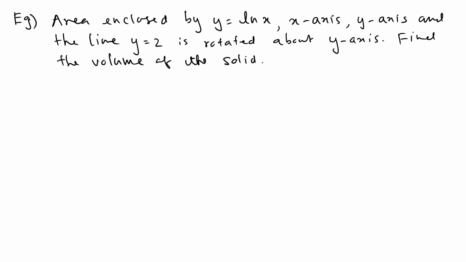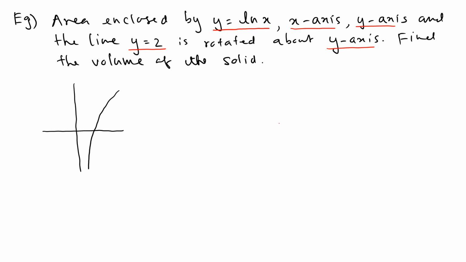What the problem says: the area enclosed by y = ln x. This is a different situation. y = ln x, the x-axis, the y-axis, and the line y = 2 is rotated about the y-axis. Find the volume of the solid. Again, as before, let's try to graph the situation. This is the y-axis, and then we have the x-axis, and the curve is ln x. We know how ln x looks, so this is the ln x graph.